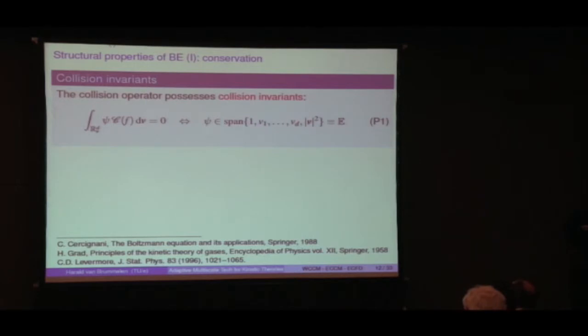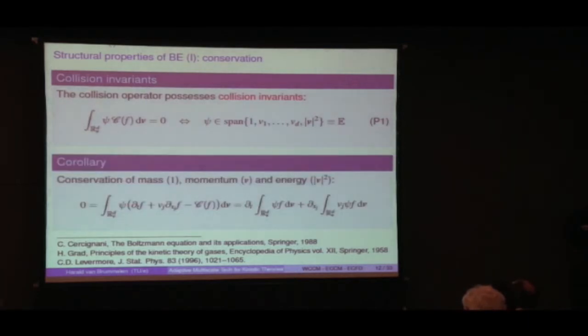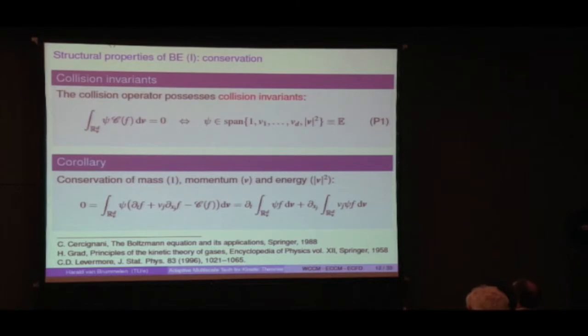And what it gives you, that's maybe more relevant, is your conservation properties. So if you plug in 1, the constants, then you get conservation of mass. If you have velocity components, you get the corresponding conservation of momentum. If you plug in the v squared, you get conservation of mass, momentum, and energy. So that's one thing.